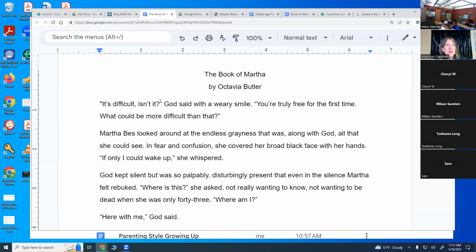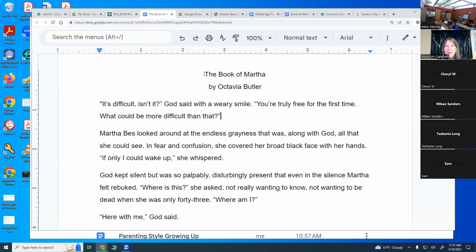Okay, so Tashina's going to read God. Whenever you see the quotation marks, that's God talking. And when it stops the quotation marks, I talk, because I'm the narrator telling the story. Okay. Who's going to play Martha? Cheryl? Okay. Thanks. And I'm going to be the narrator. So it'll take us a while to get the routine going, but we'll get it.